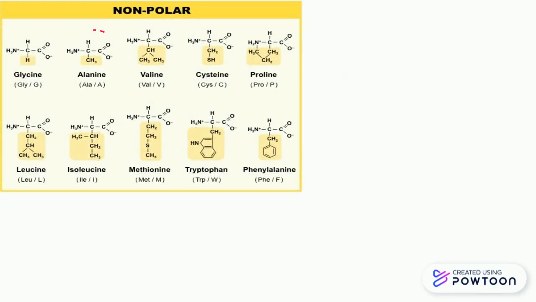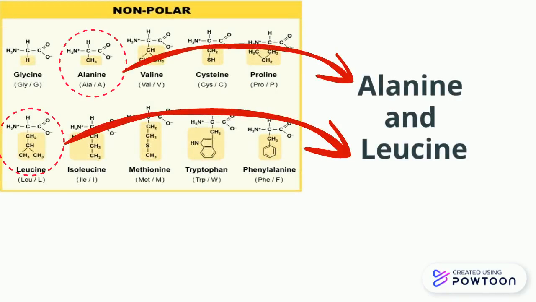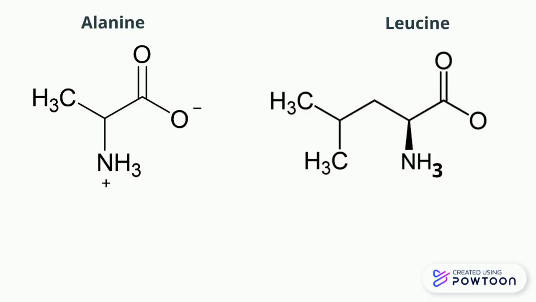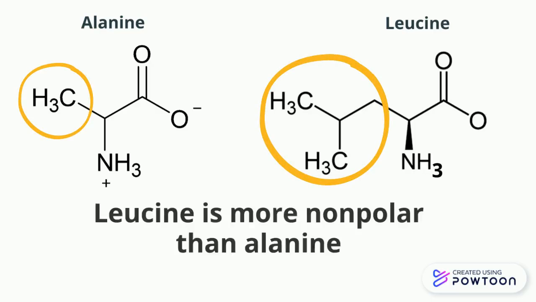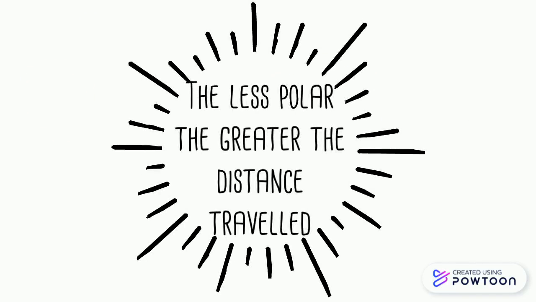For example, alanine and leucine are both nonpolar amino acids. But leucine is more nonpolar than alanine, as it has a larger aliphatic hydrocarbon side chain. Basically, the less polar, the greater the distance traveled, and therefore this differentiation allows the amino acids not only to be separated, but to be identified.